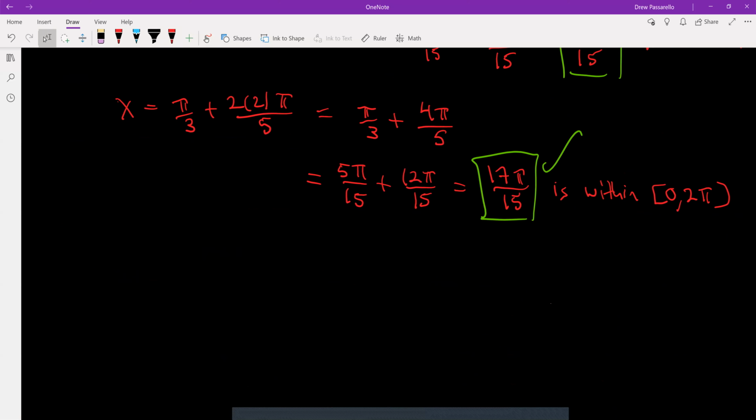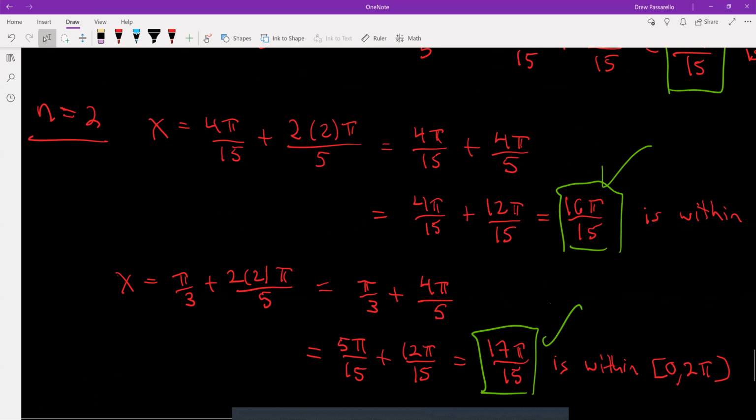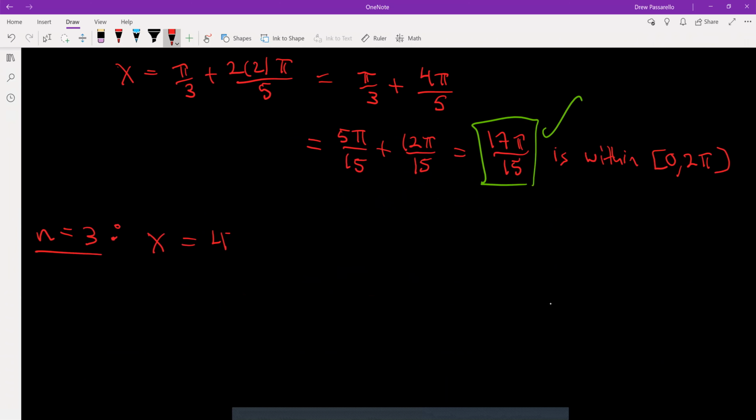And you keep doing this process, and I was using n is 1, n is 2, and now I'm doing n is 3. So I'll demonstrate this one. If it works out, I'll write what it becomes when you use n is 4. So when you plug 3 in for n, so we still have 4 pi over 15 plus 2n pi over 5. It'll be 2 times 3 pi over 5. So it's going to be 4 pi over 15 plus 6 pi over 5.